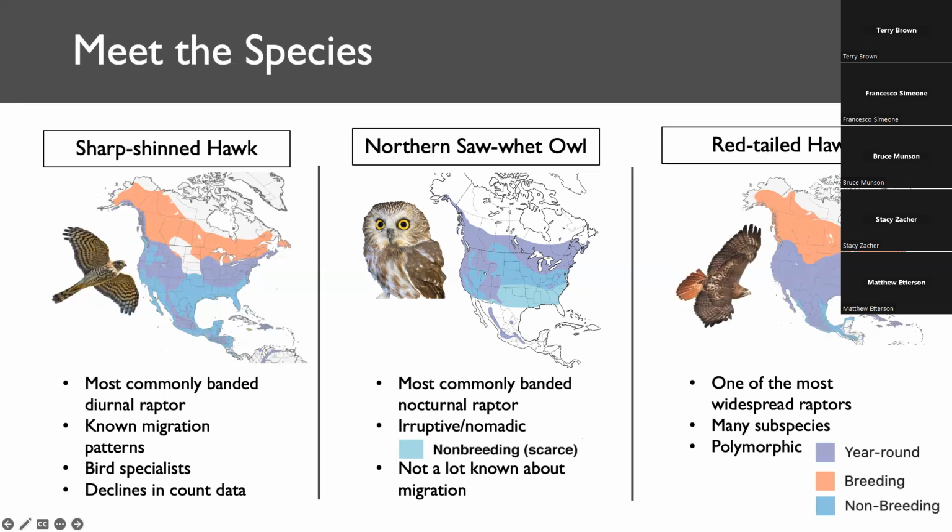And then lastly, red-tailed hawks are one of the most widespread raptors in North America. And there are a variety of subspecies that have different morphological characteristics, including size and plumage. However, the ranges and relationships between the subspecies are not well known. And even within a subspecies, individuals may have lighter or darker plumage. So this is another species of interest at Hawk Ridge.